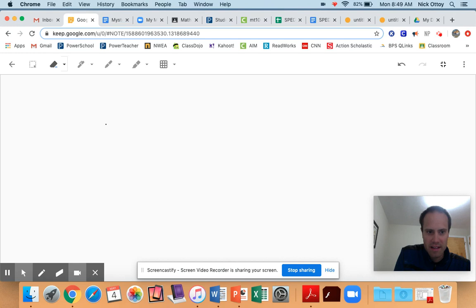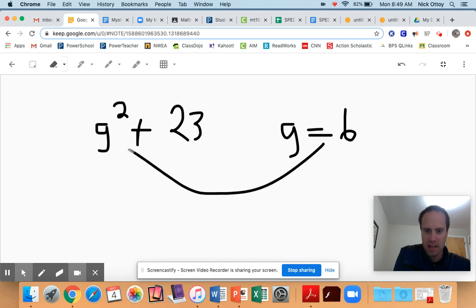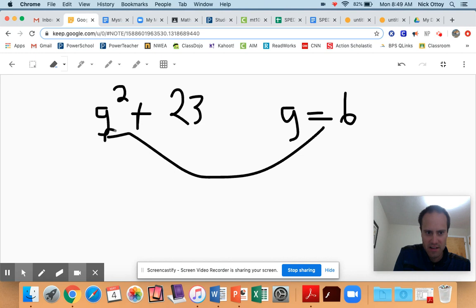I'm going to be running out of time pretty soon. So we've got G squared, and that's our exponents that we talked about, plus 23. So now G is going to equal 6. So we're going to come over here and plug 6 in for G. Sorry about that. That didn't turn out like I wanted.